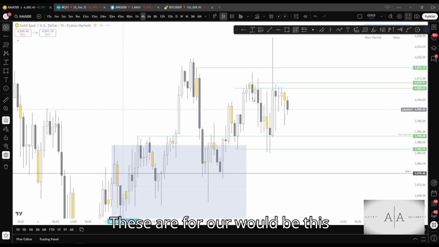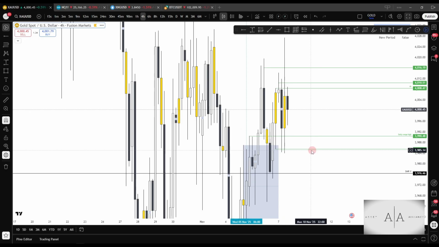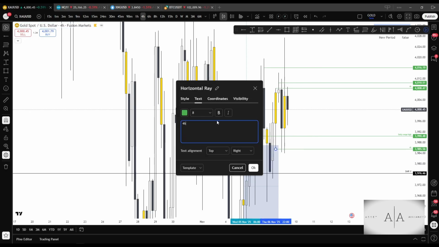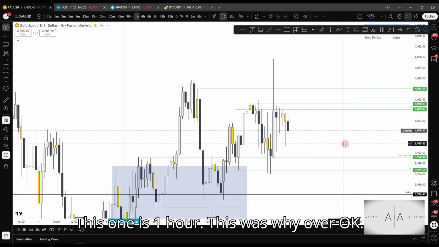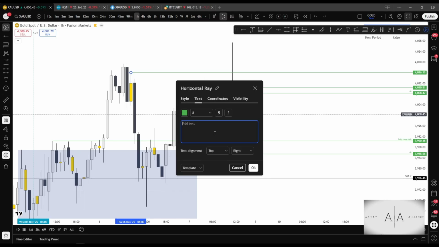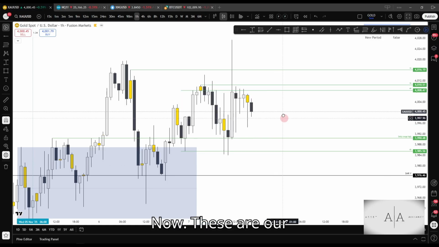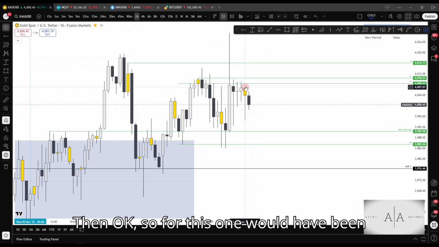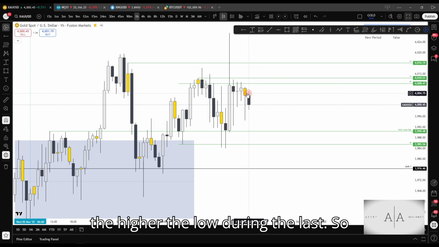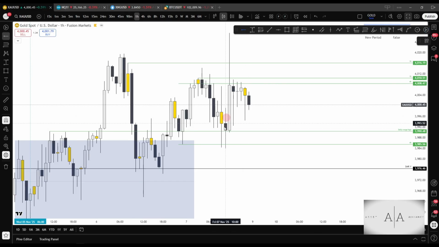These are, so 4 hour would be this one. 4 hour. This one is 1 hour, this one is 1 hour, okay. Now, these are our main draws, right? Then, okay, so for this one would have been the high or the low during the last, so from 15 to 16 would have been the high or low as a draw, but we didn't go for those.